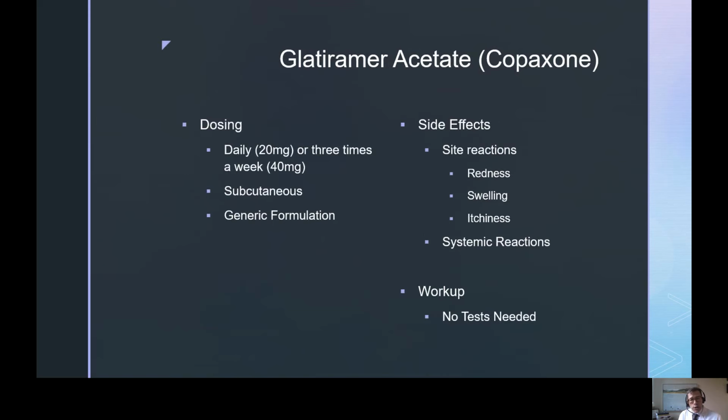Glatiramer acetate or Copaxone. There are two formulations. So originally, there was a shot that was daily, but now there's a newer formulation that's 3 times a week. This is a subcutaneous injection, and there is also a generic formulation of this medication for both the 20 and 40 milligram doses. Site reactions are the most common. So it's not uncommon for people to experience redness, irritation, itchiness with an injection. Again, most people find that those are manageable.